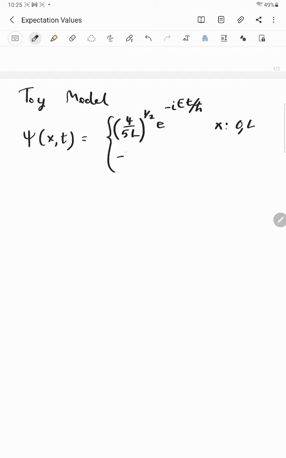And then there was negative 1 over 2, times the square root of 4 over 5L, e to the minus iEt over h bar. And this was appropriate over the interval minus L up to 0. And then the wave function actually had the value 0 for x being other places, right? So this was the piecewise definition.